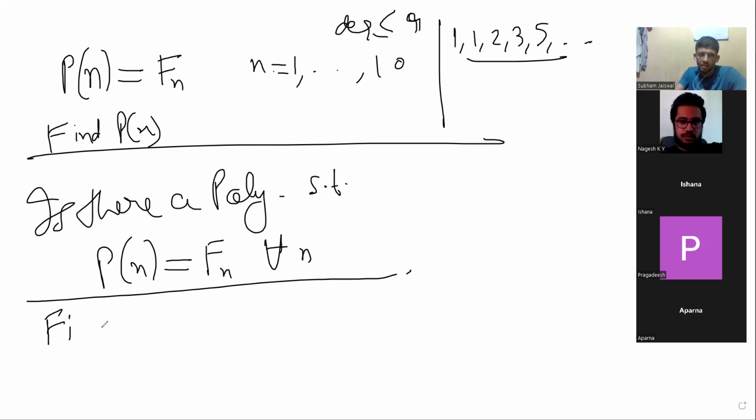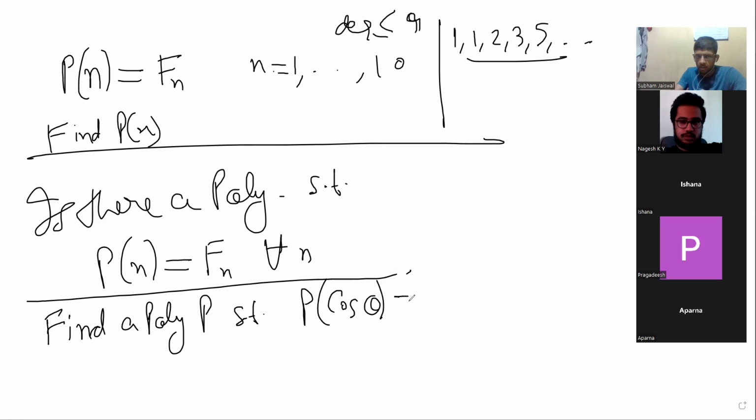And the next question is maybe: if you have done trigonometry, find a polynomial P such that P(cos theta) is equal to cos(5 theta). If you cannot do this for 5, do it for 2, 3, 4 at least. 2 is just an identity, right? P(cos 2 theta) is 2 cos square theta minus 1. So P(cos theta) is 2 cos square theta minus 1. So P(x) is 2x square minus 1. But yeah, you think and do. Try these 3 problems.